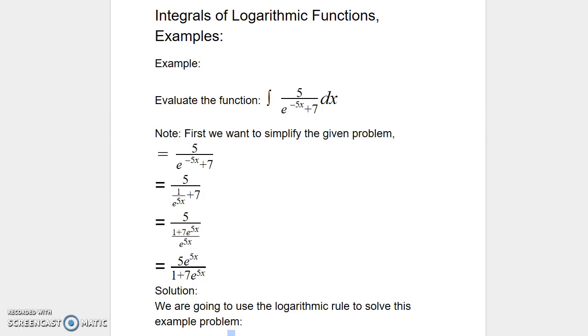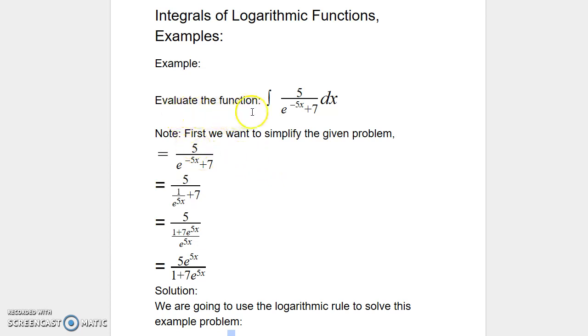Welcome to my presentation. This presentation is part of the playlist Integrals of Logarithmic Functions. In this video presentation, we will be explaining examples related to logarithmic functions. Let us look at some examples.